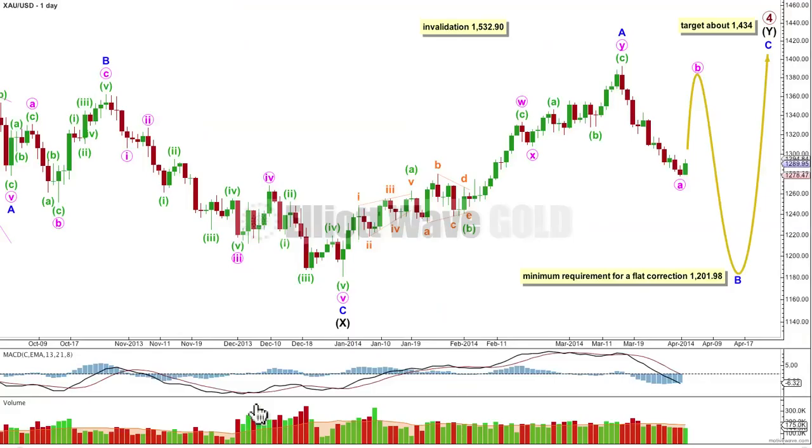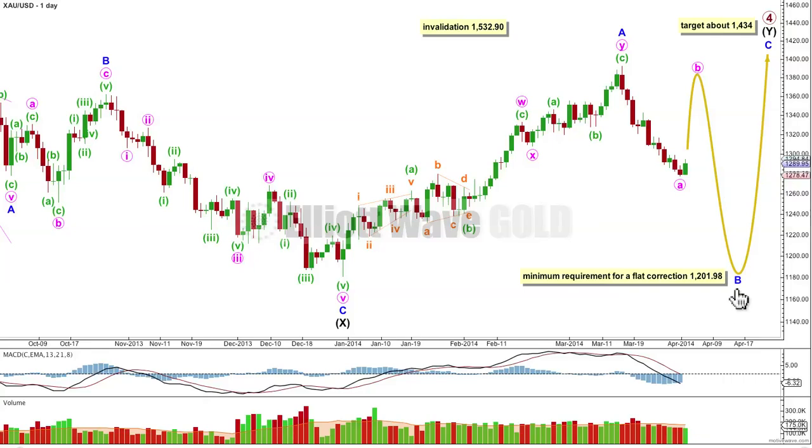Let's have a look at the main wave count at the daily chart level. Primary wave 4 is continuing as a double combination. The first structure in the double combination was a zigzag. It's labelled intermediate wave W and it ends off to the left of the chart. This is where the second structure begins. It's unfolding as a flat correction, subdividing 3, 3, 5.